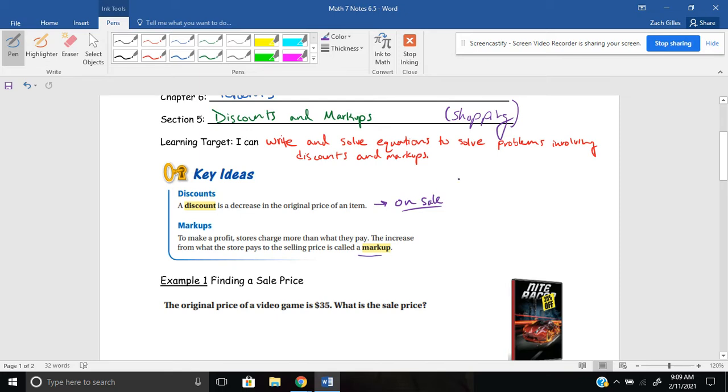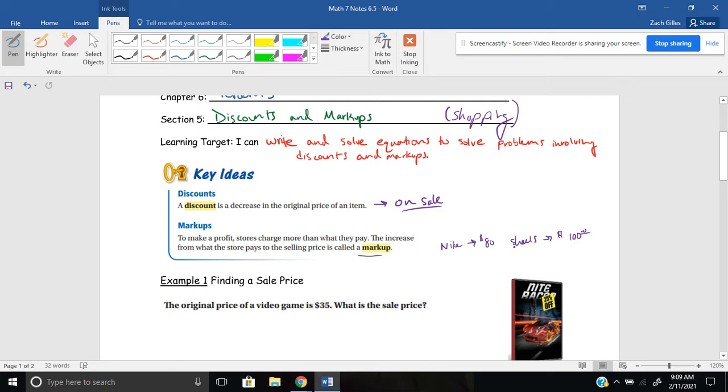So, for example, let's say, one of my favorite stores is Scheels. Scheels buys items, let's say shoes. They buy their shoes from Nike. Let's say Nike charges them $80 for a pair of shoes. Scheels will charge maybe $100 so that they can make $20 on that pair of shoes.